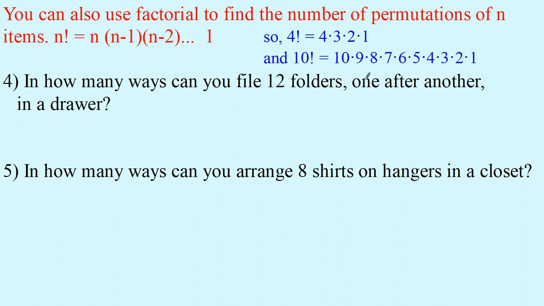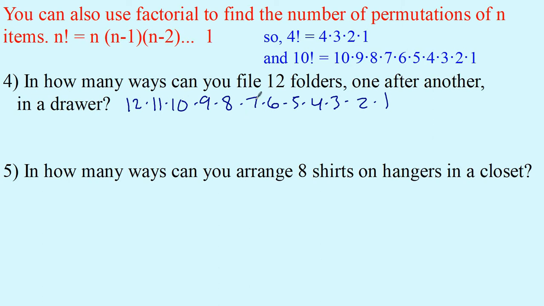So if we want to file 12 folders, one after another, right, they're all different folders, how do we do that? You do 12 times 11 times 10, and we keep going. We do that because the first folder we pick, we have 12 options. Once we've picked it, we've only got 11 options to choose from, right? Because we don't put the folder back. We're putting them in the cabinet.